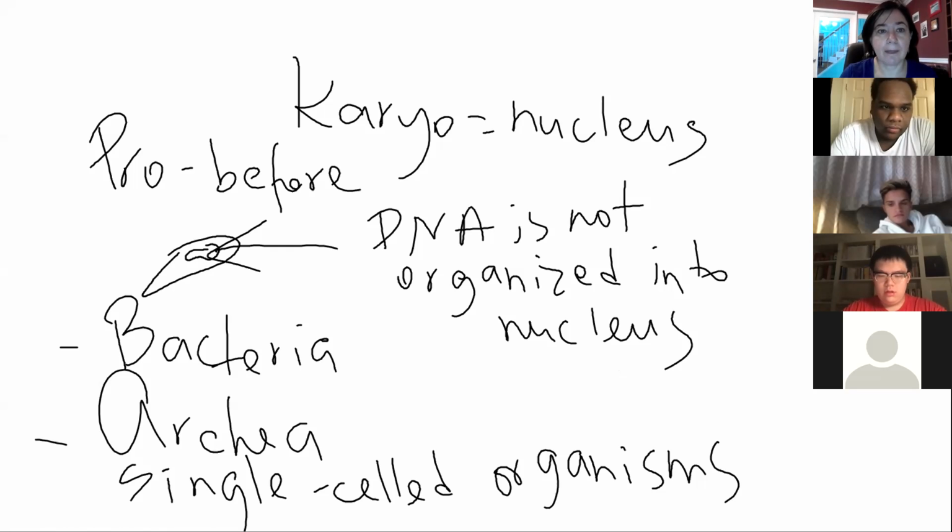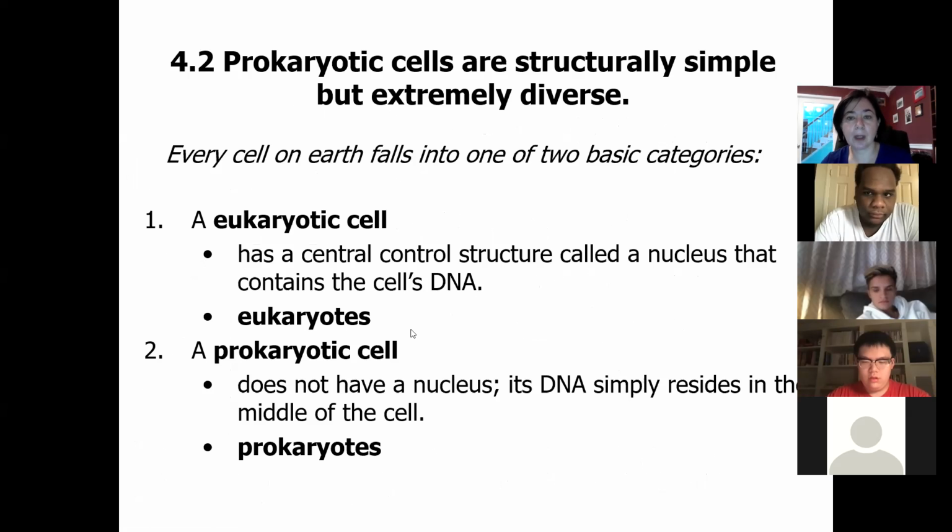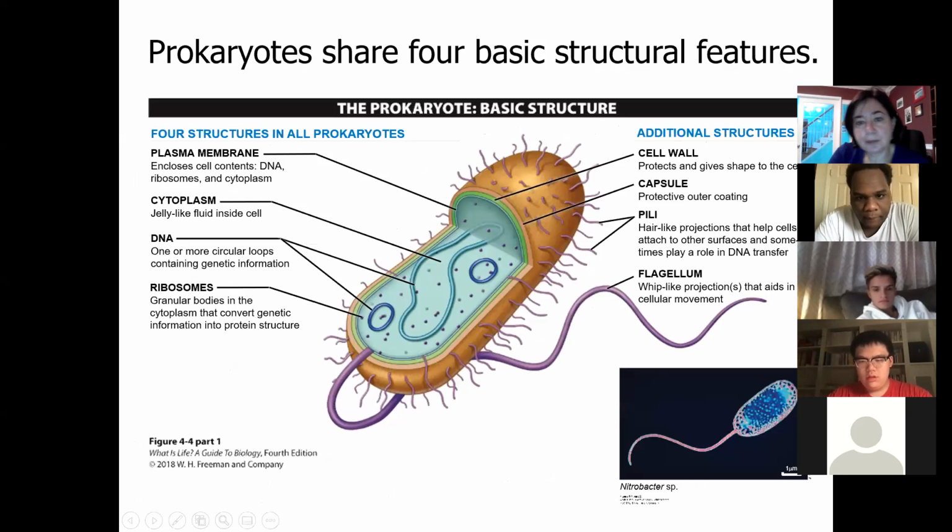Let me go back. So prokaryotes don't have a nucleus, right? DNA simply resides in the middle of the cell. If you take a closer look, this is Nitrobacter. This is a bacteria cell, right? And as I said, they're really, really small. They're much smaller than eukaryotic cells.